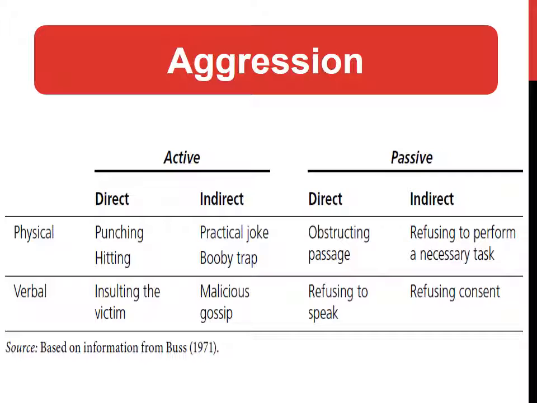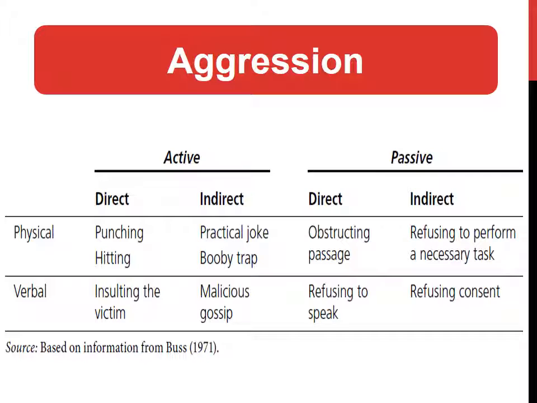When it comes to passive aggression, on the other hand, direct physical aggression would include obstructing somebody's passage by putting something in their way. So the perpetrator himself or herself is not there in the situation. Or an example of indirect physical passive aggression would be just refusing to perform a necessary task even when asked to do so.